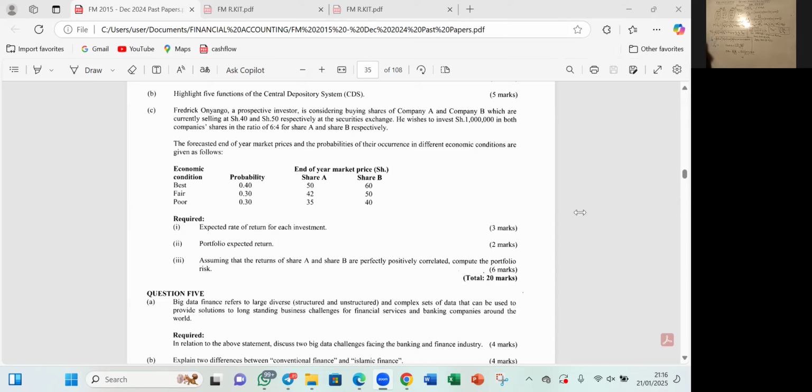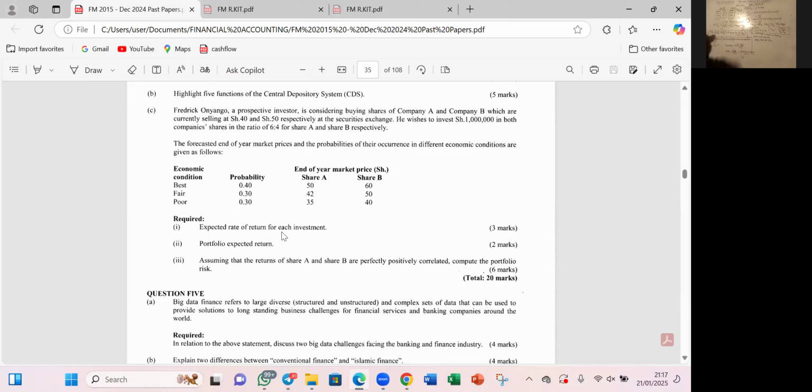Correlation? Yes, it is 1. You need to know that the correlation is 1. So you don't need to compute the correlation coefficient, you just know it is 1. What you need is to compute the standard deviation of security A and B.